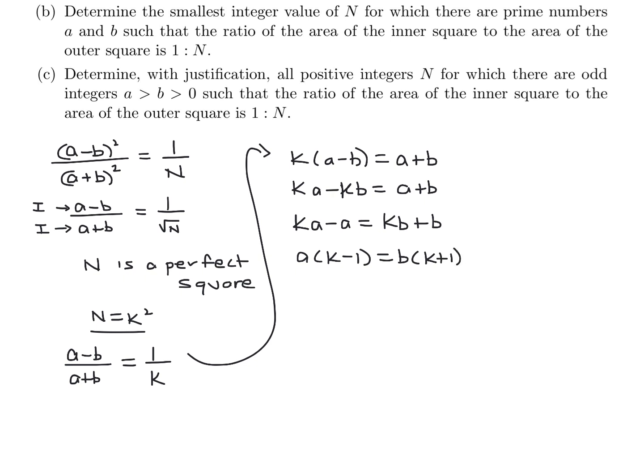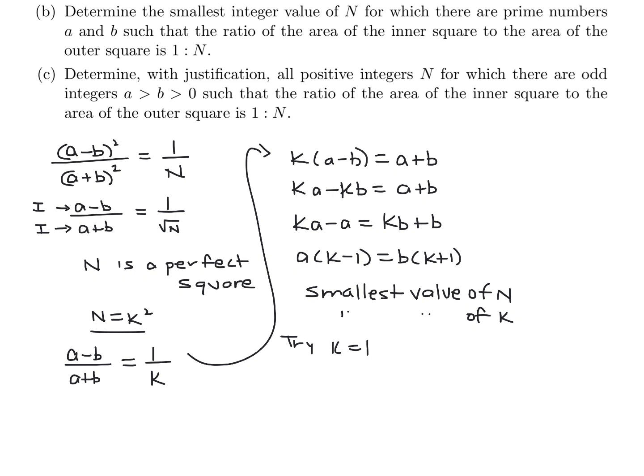Now, we want the smallest value for n, right? Smallest value for n. So to get the smallest value of n, we need to choose the smallest value of k. So since they're integers, let's try k equals 1 and see what happens.